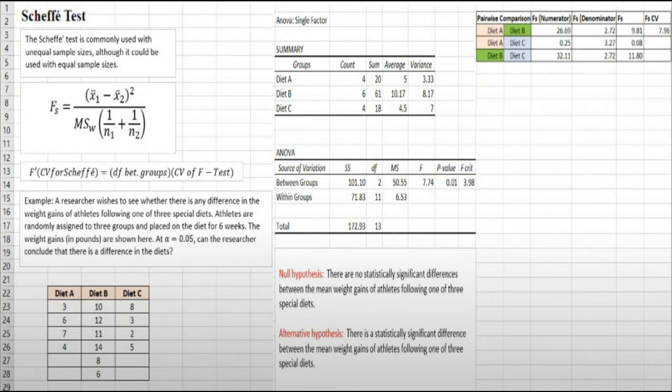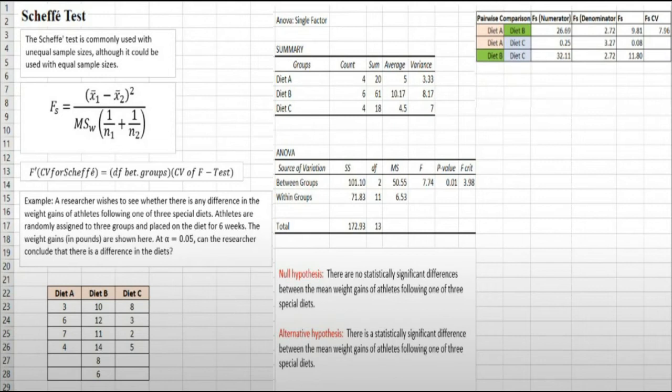We need to prepare this table containing the pairwise comparisons here. We are comparing diet A with diet B. We can also compare diet A with diet C, and diet B with diet C. And for computation of this formula, or for this value, I divided our computation into three columns: the numerator, which is the square of the difference between the two means of each diet; the F sub s denominator, which is the mean square variance within groups times this; and here we have the final value, which is F sub s.